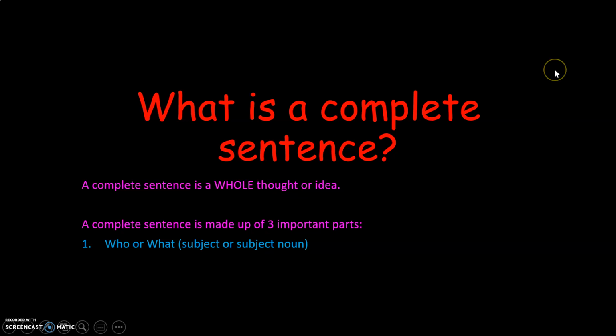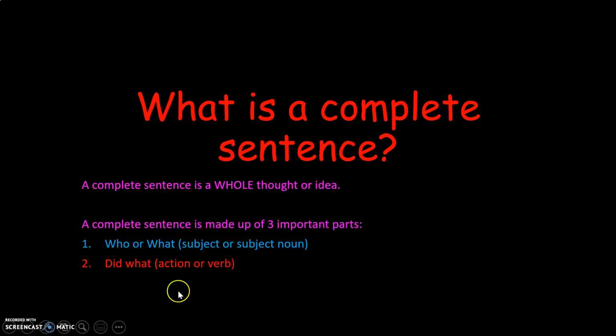Hello, boys and girls. In our last video, which was called What is a Complete Sentence, we talked about how a complete sentence is a whole thought or idea. But a complete sentence is made up of three important parts. One, a who or a what, which is your subject or subject noun. Two, a did what, which is your action or your verb.